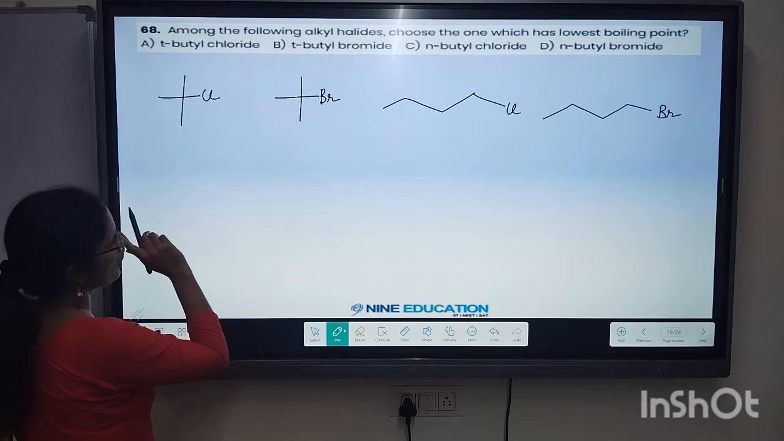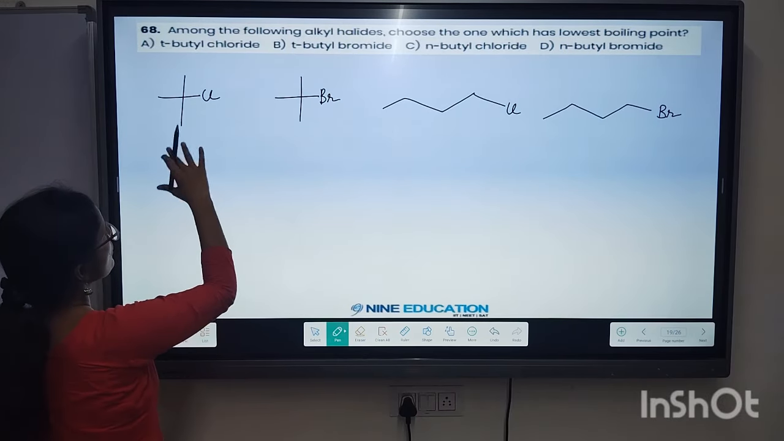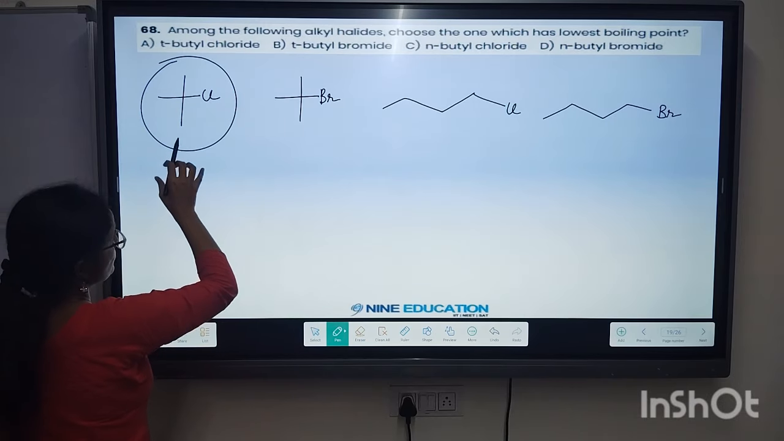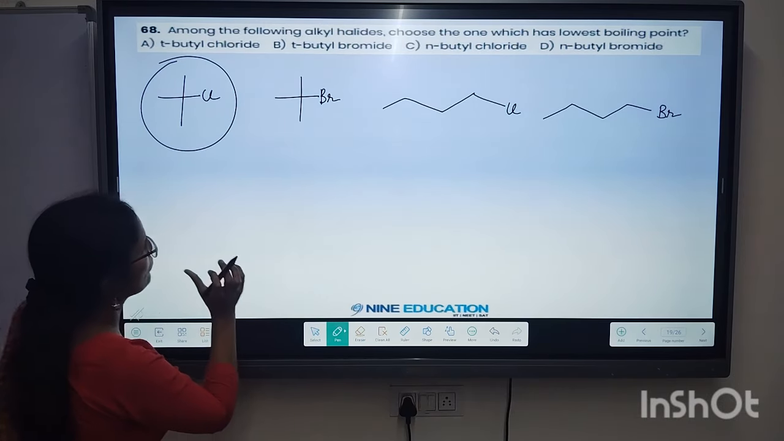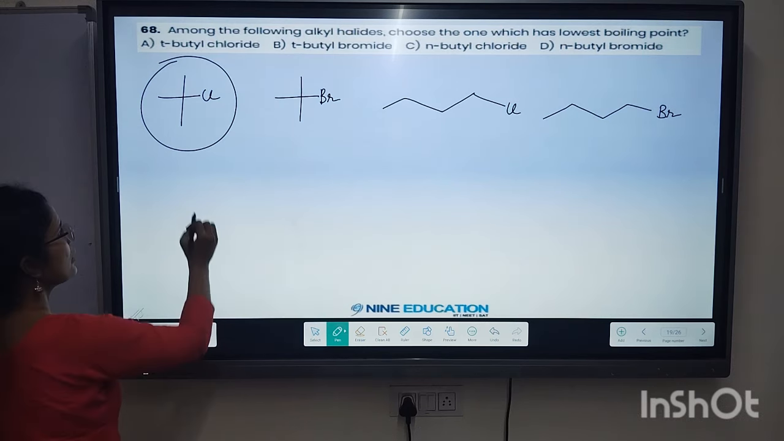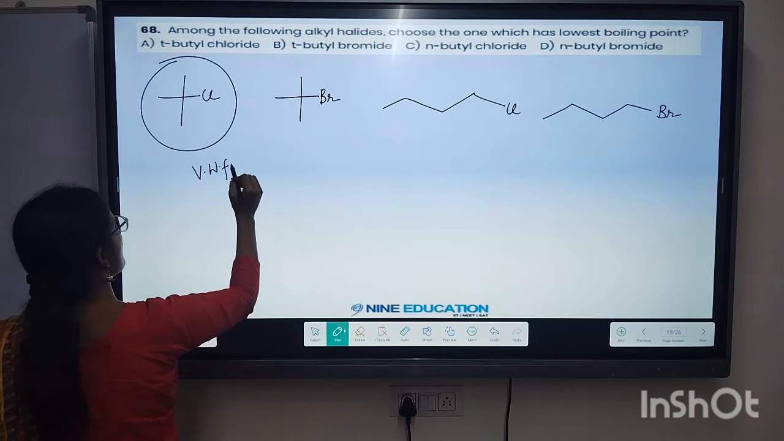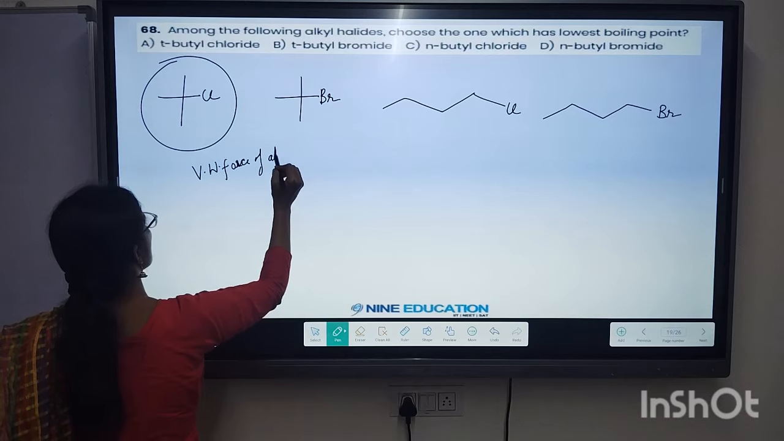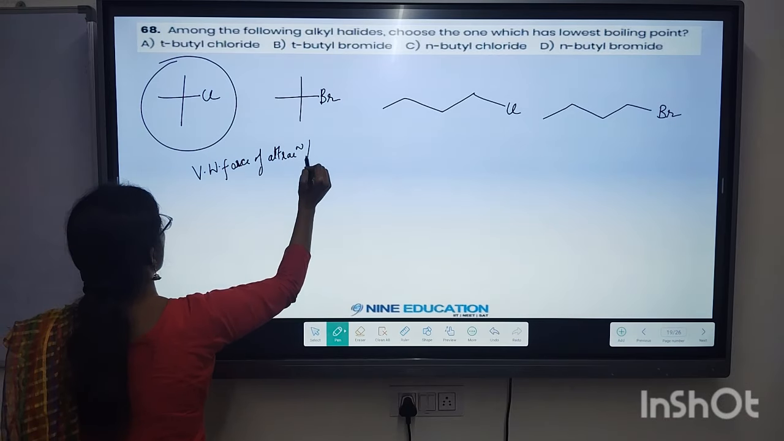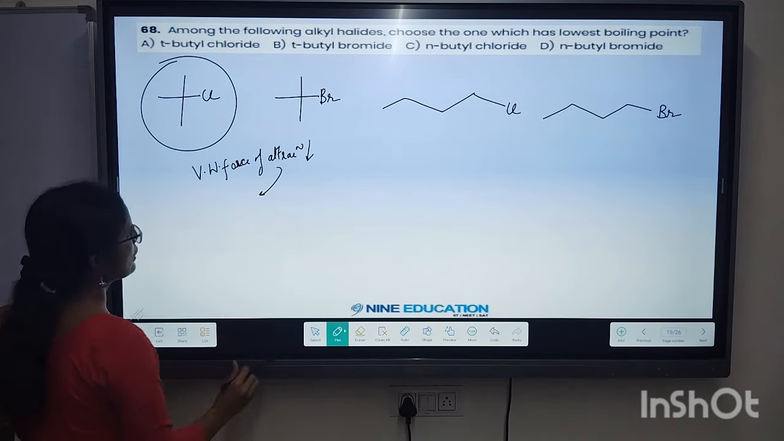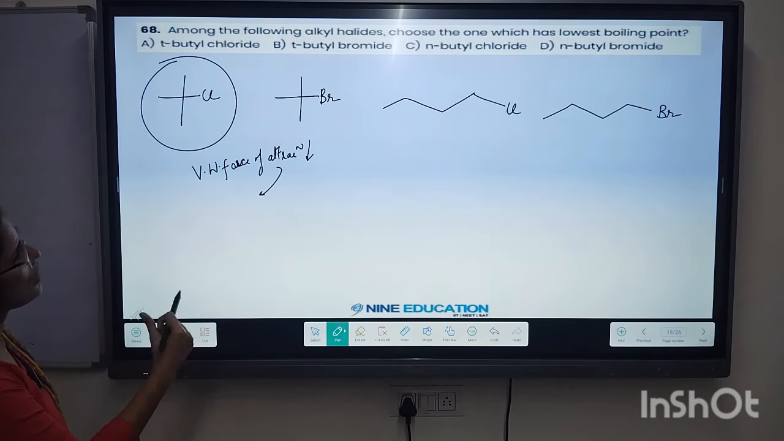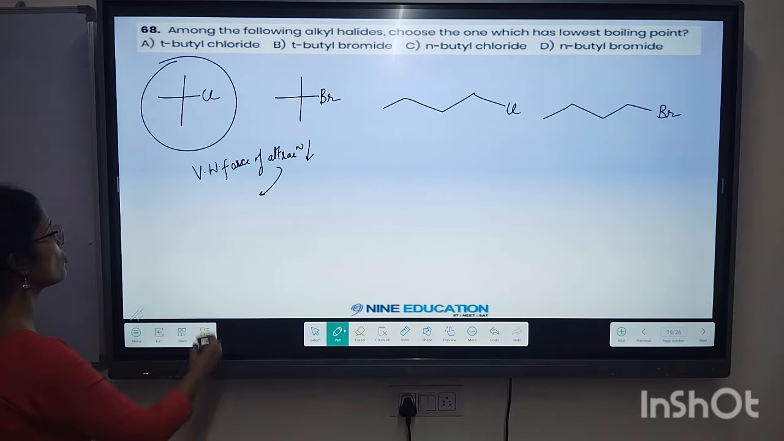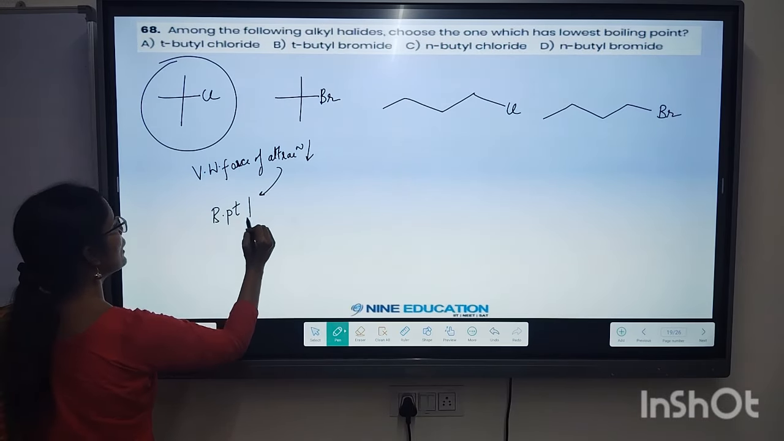As we know, when we have more number of branches in a compound, the molecule will be more compact and the surface area will be lesser. So ultimately the van der Waals force of attraction will be less only, and if the molecules are less attracted to each other, eventually it will require a lower temperature to send them into the vapor state. So the boiling point will be less.